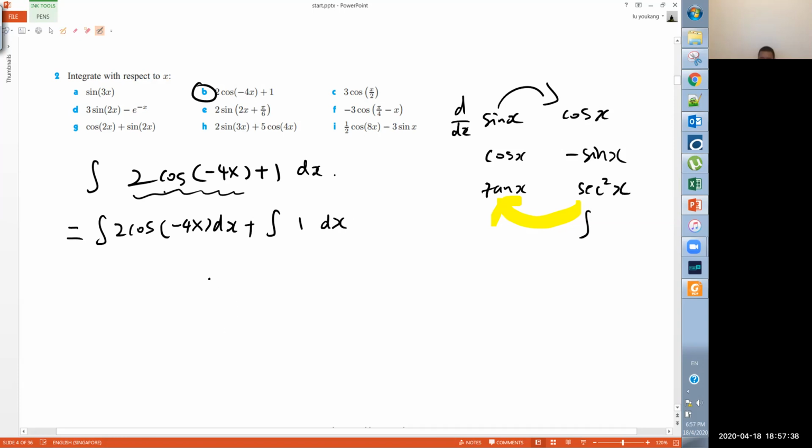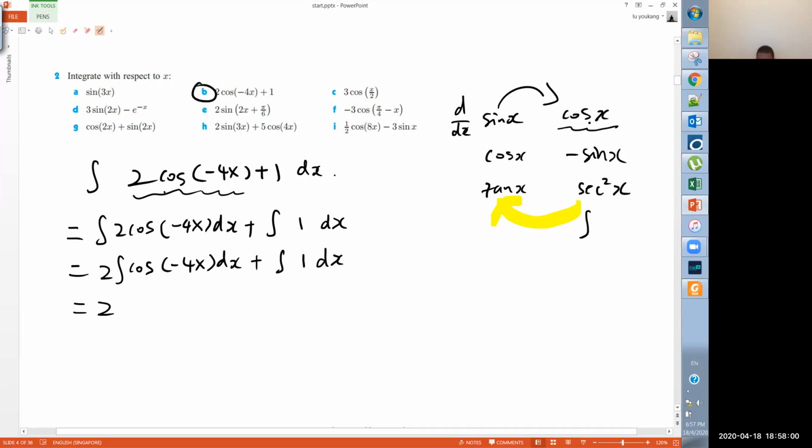Okay? So for these two, you can take it out first because it's a constant, so you can take it out of the integration. Okay, so therefore you can start to integrate. So cosine minus 4x. So cosine, where's cosine? Cosine is here, right?